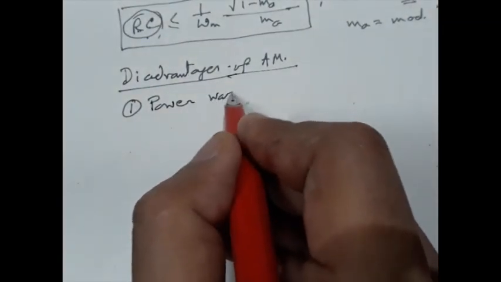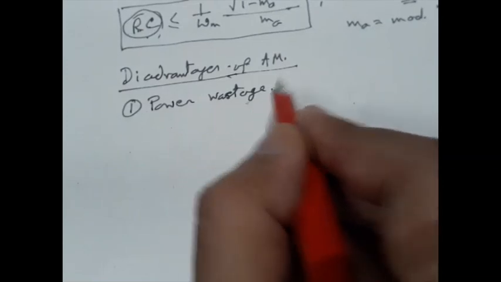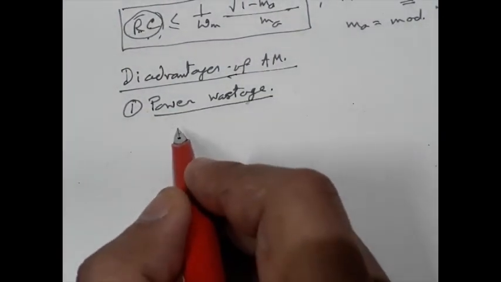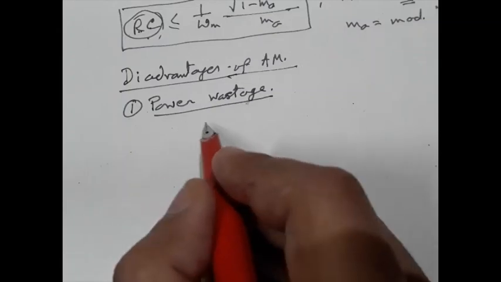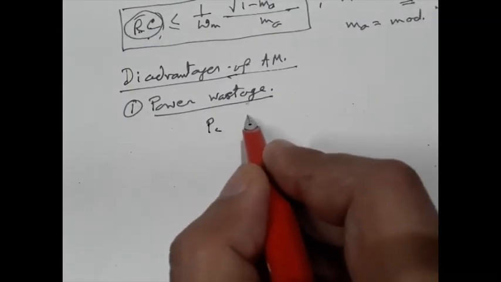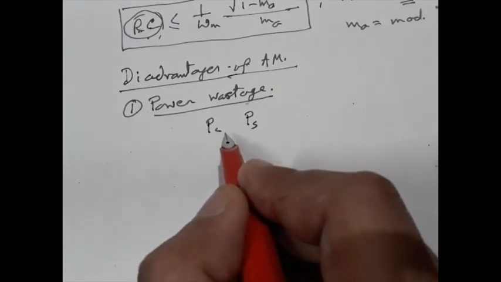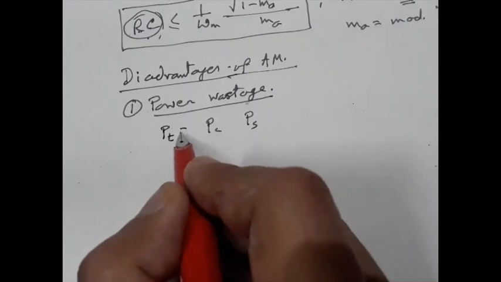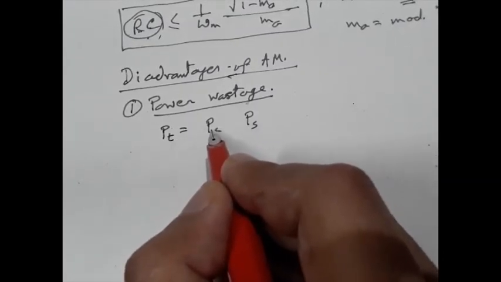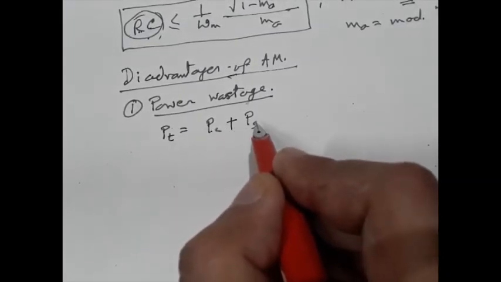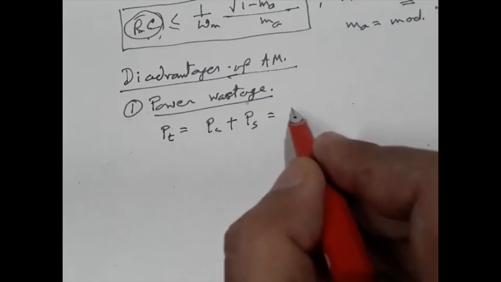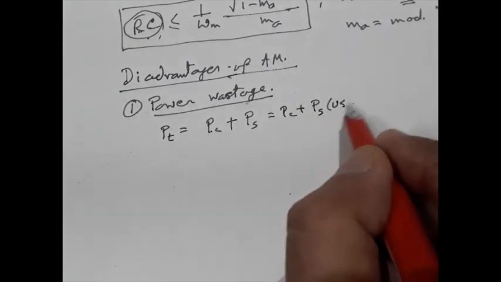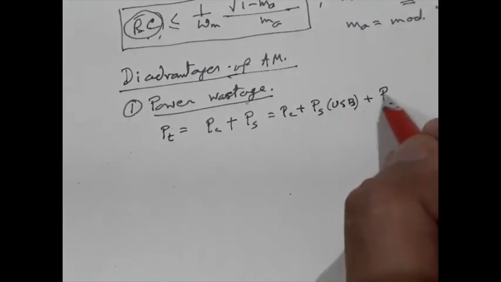power wastage. When we analyze this power, we determine the carrier power, we determine the sideband power, upper sideband, lower sideband power, and also we determine the total power. And we have seen that the total power is the carrier power plus sideband power. Not only that, sideband power actually consists of the upper sideband and lower sideband.